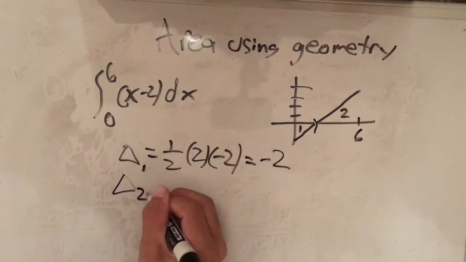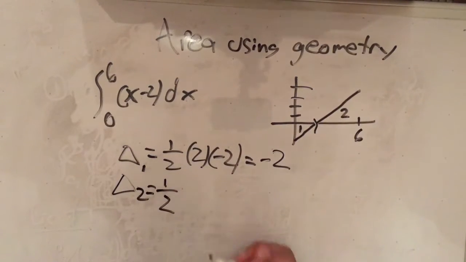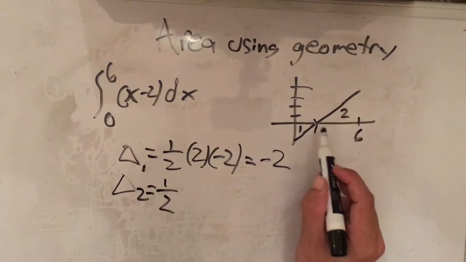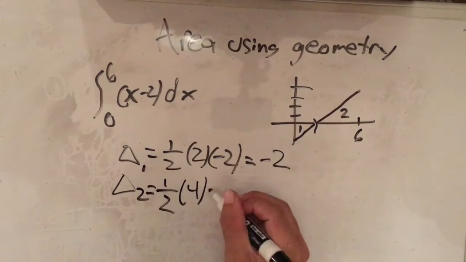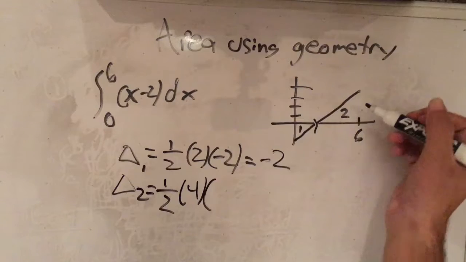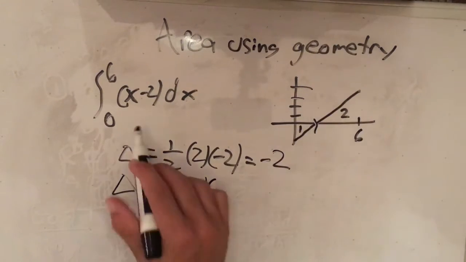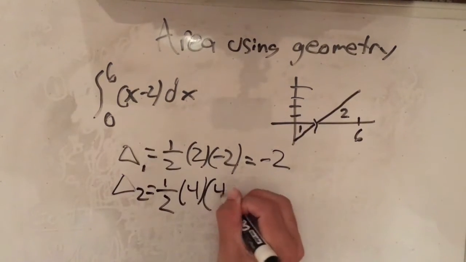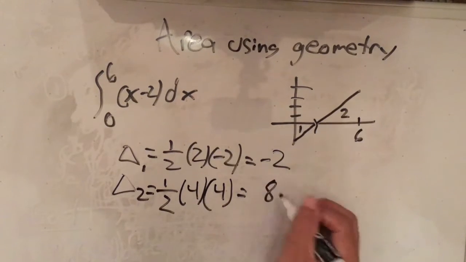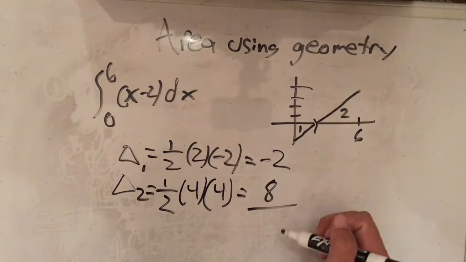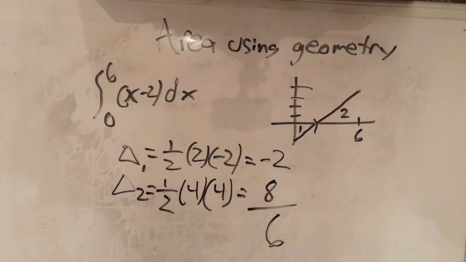Now the area of triangle number 2 is 1/2 base times height again. Our base this time is from 2 to 6, which is 4. So 1/2 times 4 times height. What is our y here at 6? Our y is 4. 1/2 times 4 is 8. Then we simply add the two triangles together for an area of 6.